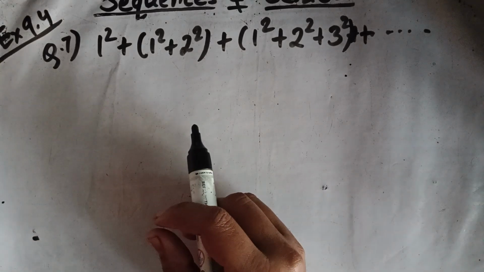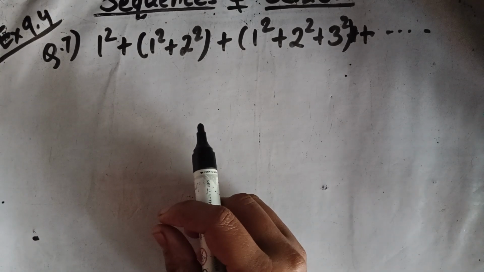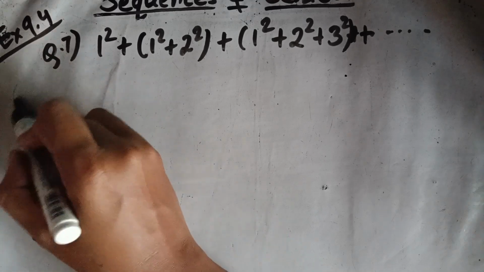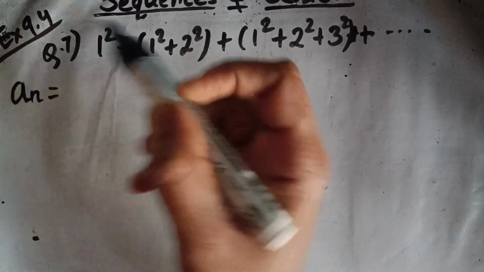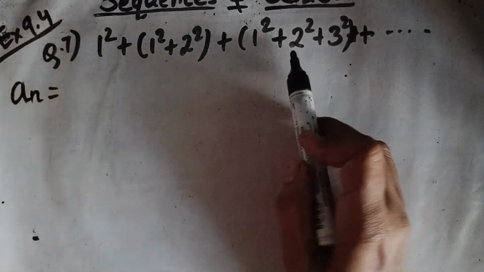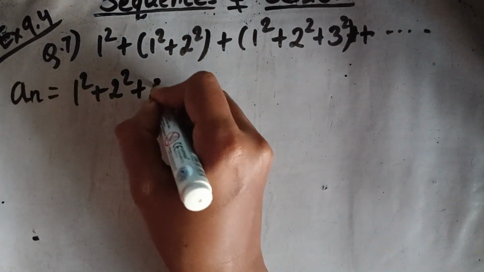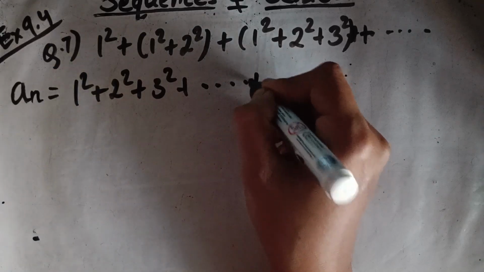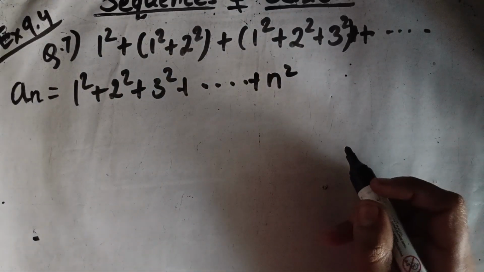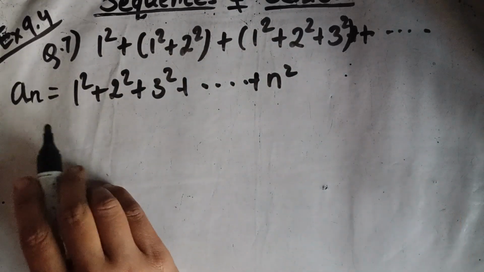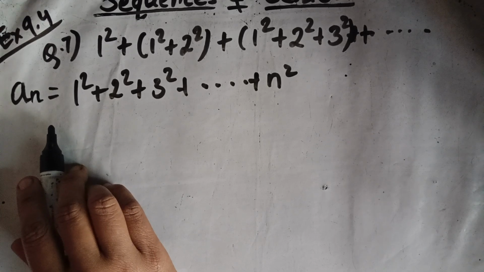So you have to find sum to n terms. Okay. So our an is, now this is first term, this is second, this is third. So last term will be what? 1 square plus 2 square plus 3 square plus dot dot dot n square, right? So we have to find summation now. Okay.